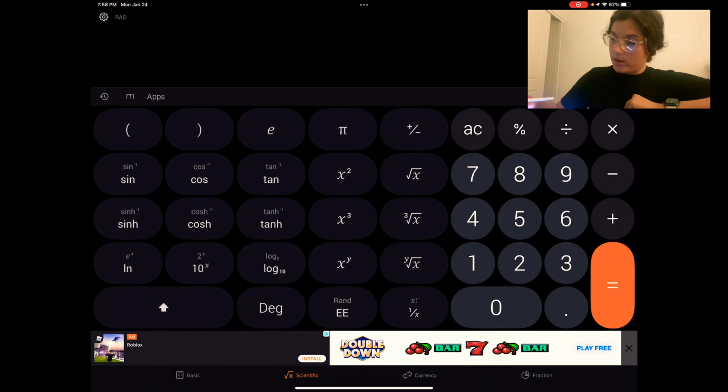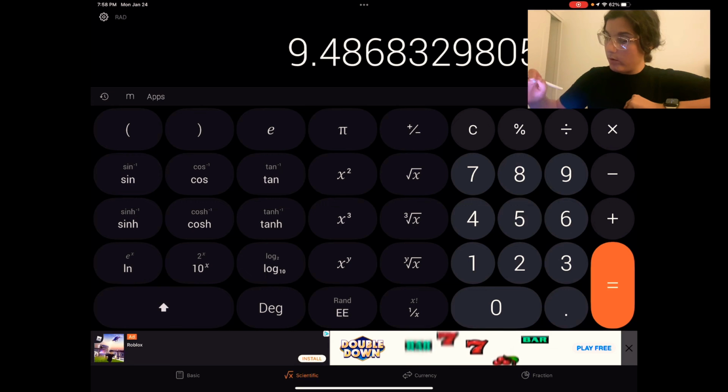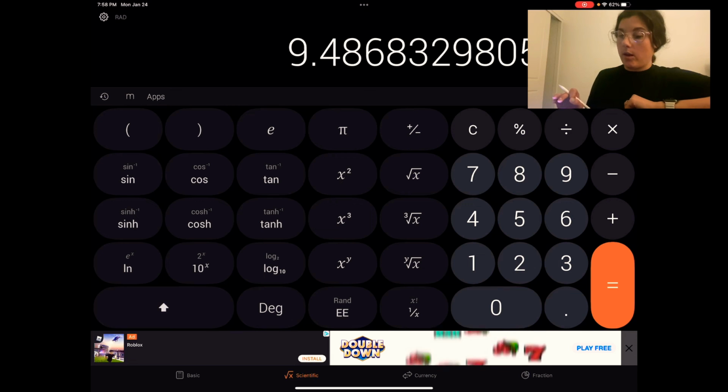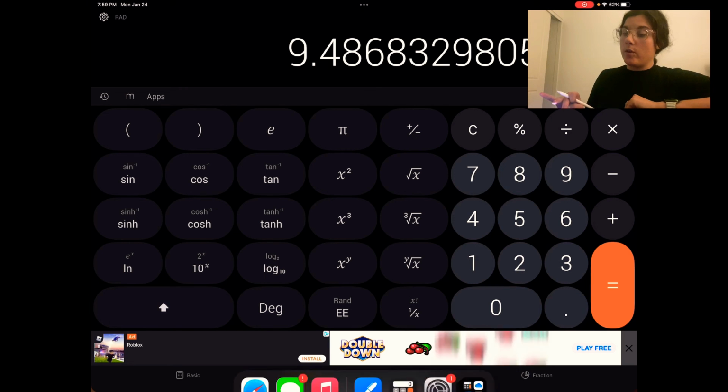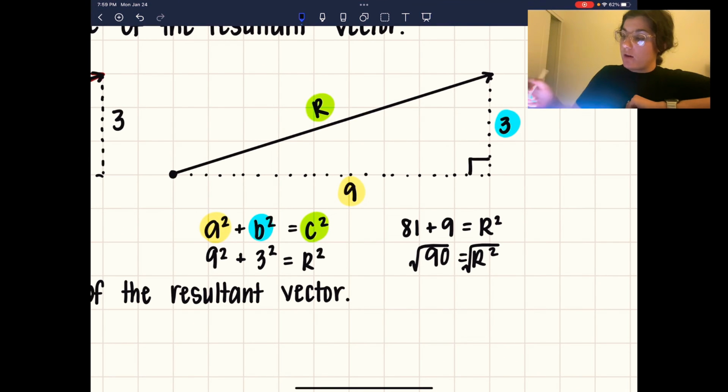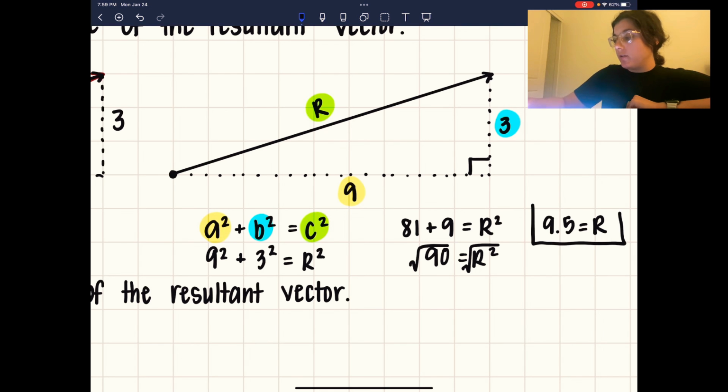So if I did 90 square root, I could get a decimal, but some calculators do give a scientific answer. Regardless of how you present your answer, as long as it's accurate, it's okay. So I'll just use 9.4. I guess it actually rounds up to 9.5. So let's use 9.5 as the final magnitude of this vector.